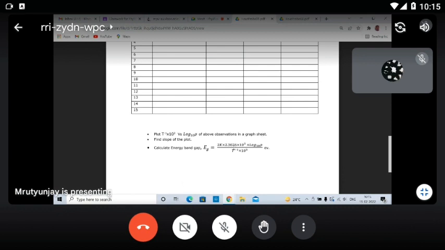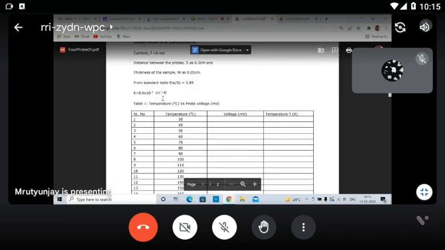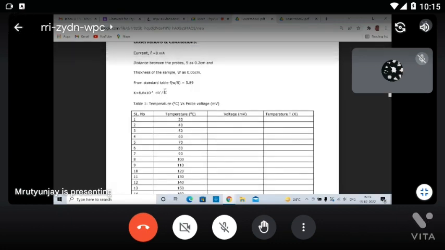See how to plot the graph. You have to take T inverse into 10 to the power 3 along the x-axis and log rho base 10 along the y-axis. Then after plotting the graph, you need to find the slope of the graph. You already know slope is del y by del x, that is, log rho base 10 divided by T inverse. Then you have 2k and 2.3026 into 10 to the power 3. Just multiply the slope with this and we will get the result. The k value is also given here. Clear or not? This is all about the experiment.